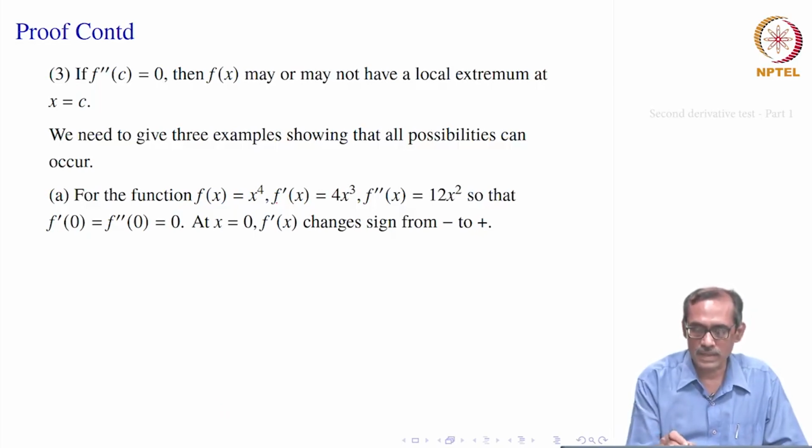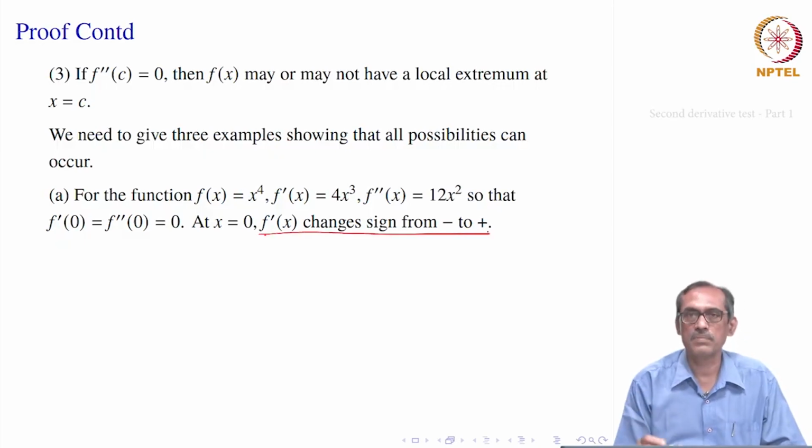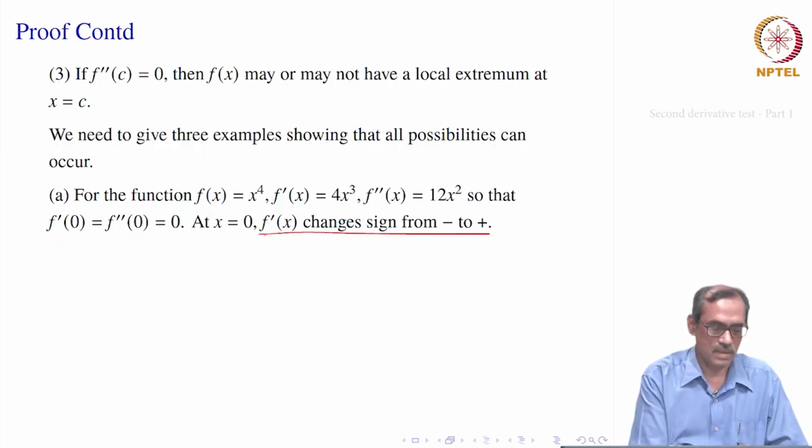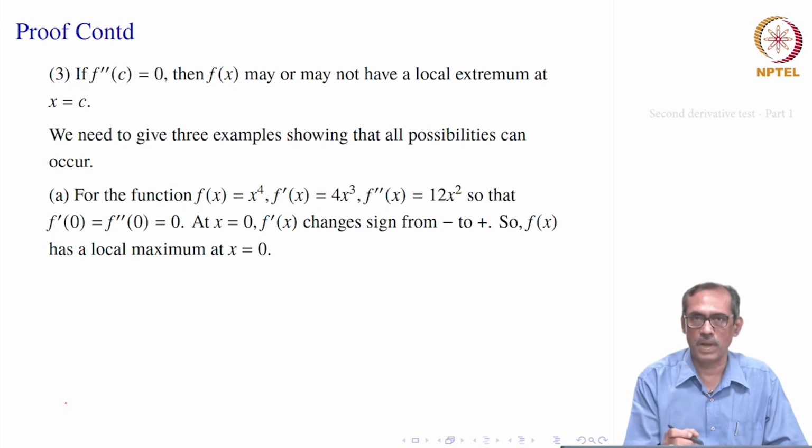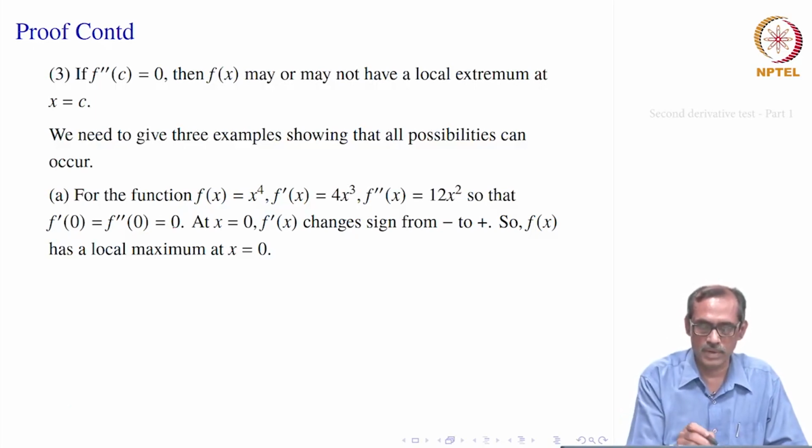So, if you look at f prime, it is changing sign from minus to plus. If x is negative, then 4x cubed is negative and if it is positive, 4x cubed is positive. So, f prime x changes sign from minus to plus. Since it changes sign from minus to plus, f of x has a local minimum at x equal to 0. So, you see that with f double prime equal to 0, there can be a local extremum.